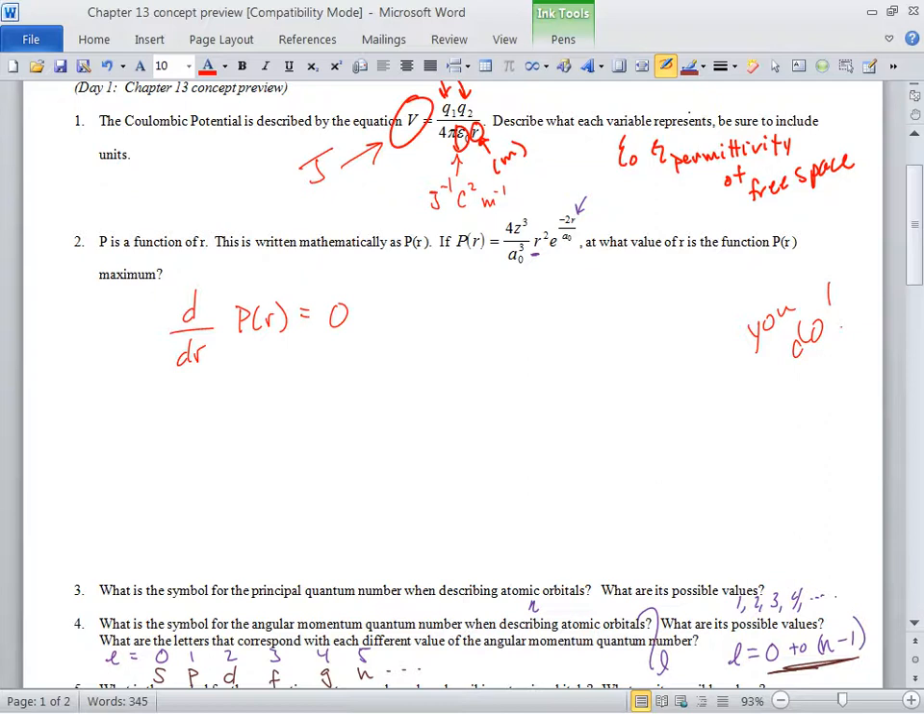And make your life easier. Do you see what I'm saying? If you're taking the derivative of this, that 4z cubed over a naught cubed goes right through the derivative, and you can just erase it because you have 0 on the other side. It's gone. So you don't even need to worry about this part.